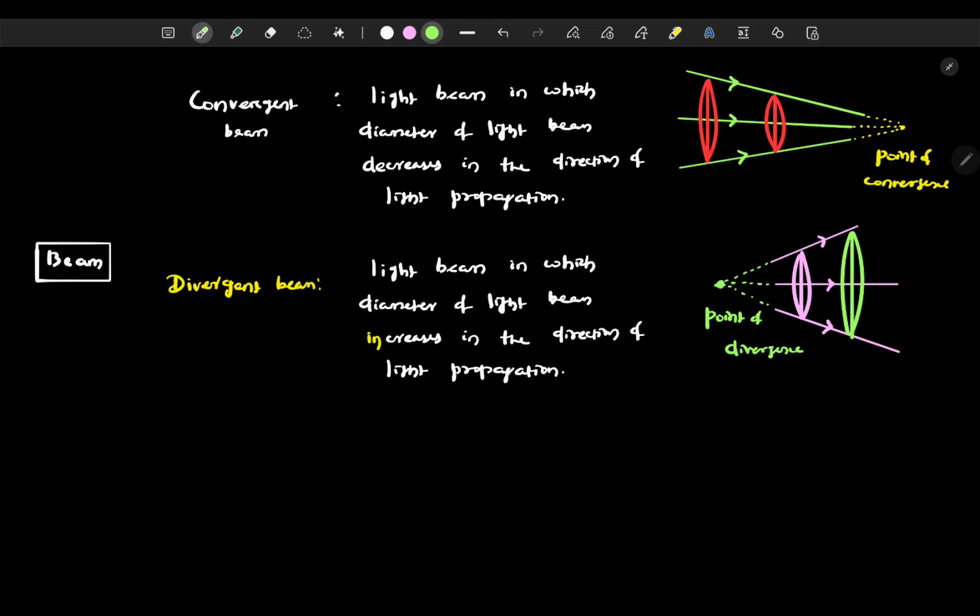Yes, I hope it is clear to all of you. What is point of divergence? What is point of convergence? Yes. Next is our parallel beam of light.